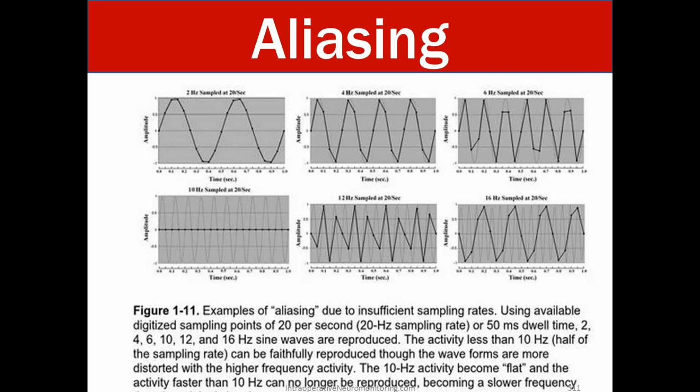More examples of aliasing due to insufficient sampling rates: using available digitized sampling points of 20 per second, or 20 Hz sampling rate, or 50 millisecond dwell time, 2, 4, 6, 10, 12, and 16 Hz sine waves are reproduced. The activity less than 10 Hz, or half of the sampling rate, can be faithfully reproduced, though the waveforms are more distorted with higher frequency activity. The 10 Hz activity becomes flat, and the activities faster than 10 Hz can no longer be reproduced, becoming a slower frequency than the original signal.